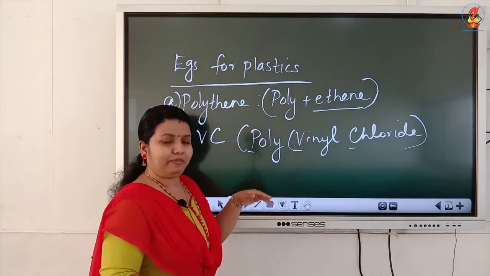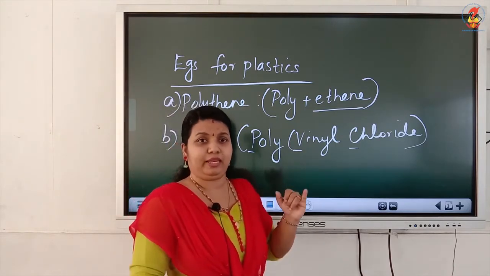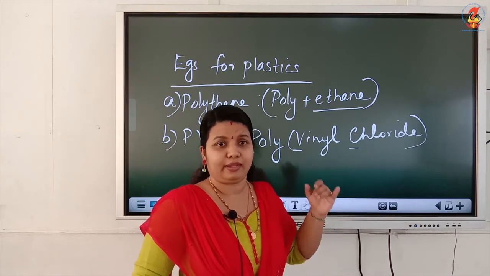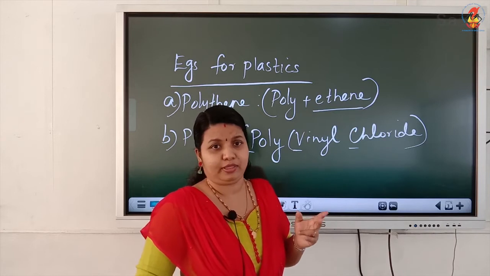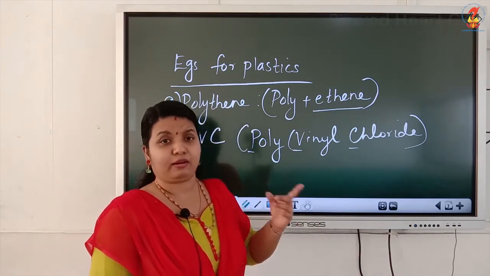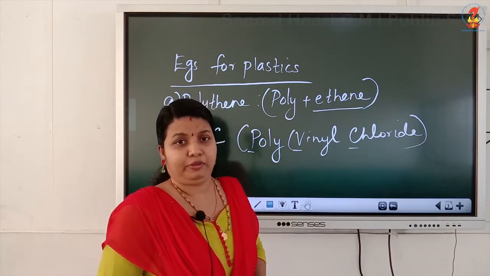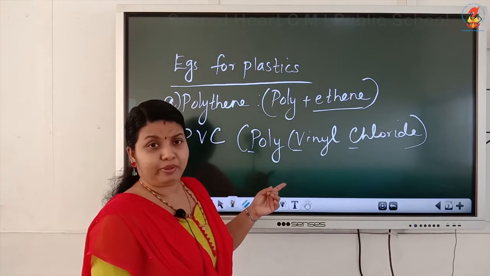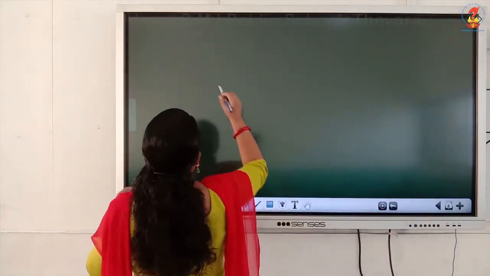So these are the two familiar examples of plastics. Polythene: many ethene molecules add and you get a polymer known as polythene, and it is used for making carry bags. The second one is PVC, polyvinyl chloride: many vinyl chloride units add and you get PVC, which is used for making pipes. So these are the examples.